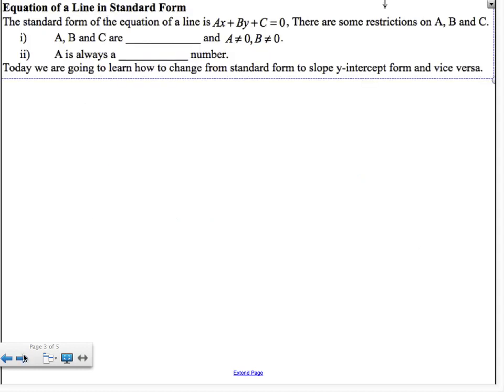Okay, so today we don't really need to spend a whole lesson. It's not so bad. So we're given an equation of a line in one form: y equals mx plus b. Okay? There's other ways you can express an equation, and it's this way: ax plus by plus c is equal to 0. So this is called standard form.